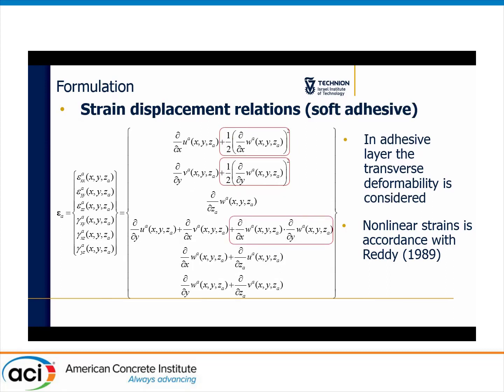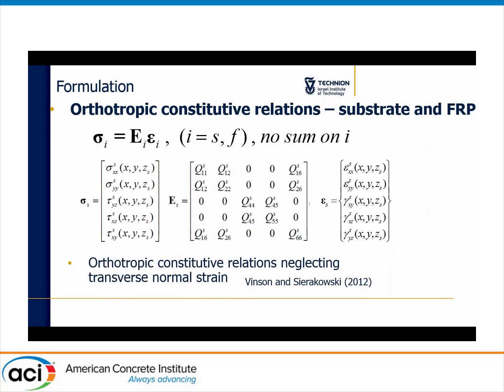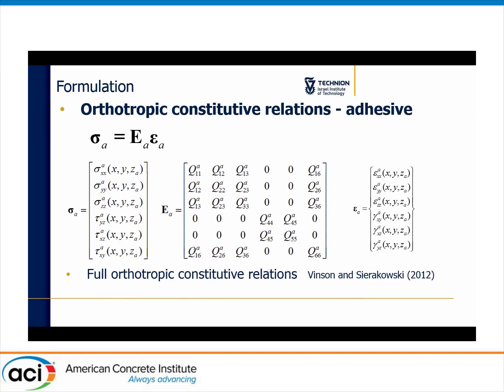Okay, this is the same for the soft adhesive layer. The only difference is that in the adhesive layer we have the transverse normal deformability, which is not existent in the substrate and FRP layers. These are orthotropic constitutive relations for the two rigid layers and for the adhesive layer.